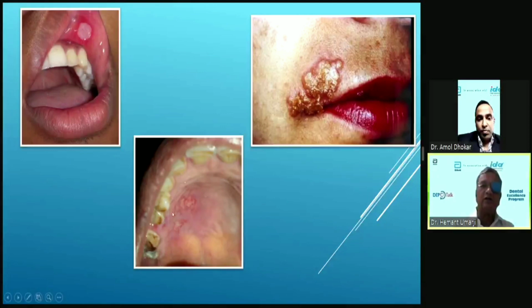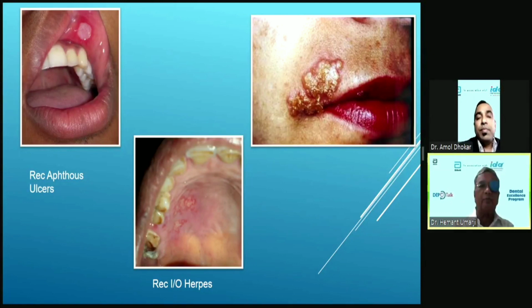And if you see a cluster of vesicles which rupture, that is recurrent intraoral herpes. We used to teach it like this, that they look like first year students. They move in clusters. They move in a group. Whereas recurrent aphthous will be one on the lip, one on the tongue, one on the cheek, like that. So they are discrete. They are separate.